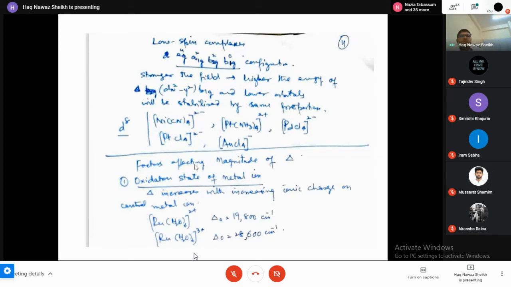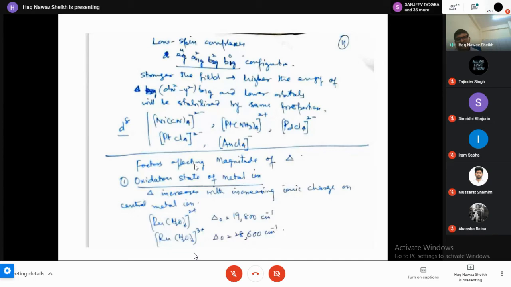Okay, so one factor is obviously the charge on the metal ion. So larger the charge, as per the premise of the crystal field theory, the delta should increase, and it does increase in most of the cases.